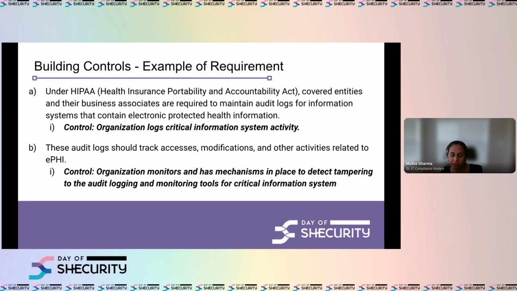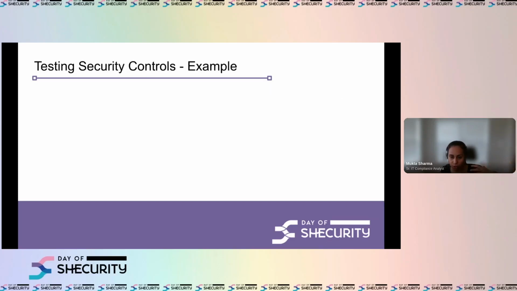Now that we have regulation and controls built out of it, the second part of security compliance assessment is testing those controls. So I have developed an example over here to give you an idea of how security controls are to be tested. It is almost like doing an experiment. So you write test procedures for the control to determine their effectiveness.